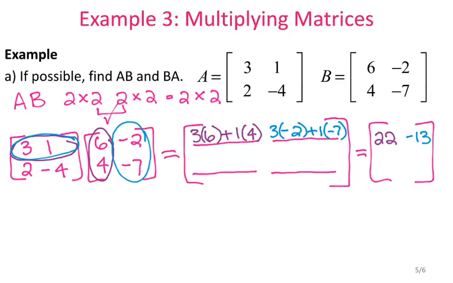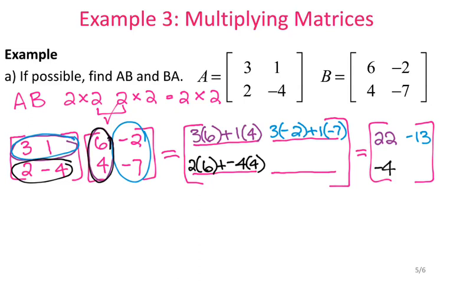And the process continues. I'm now in my second row, so I'm going to do my second row with my first column. That gives me 2 times 6 plus -4 times 4. Well, 2 times 6 is 12. -4 times 4 is -16. So 12 minus 16 is -4. Sorry about that, I was not paying attention.